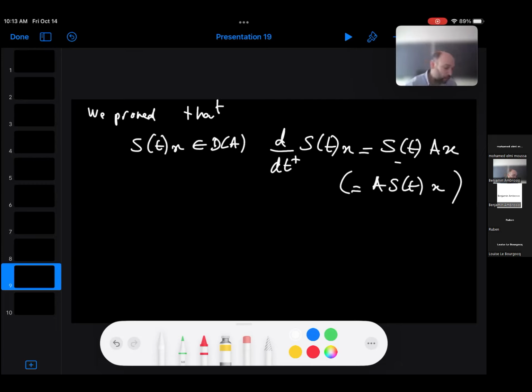Okay, now it still remains to prove that S_t of x is C1. So to do that, I just need to prove that the derivative also exists on the other side, and that my result is continuous, but this will be true because we already proved that. So now h negative.